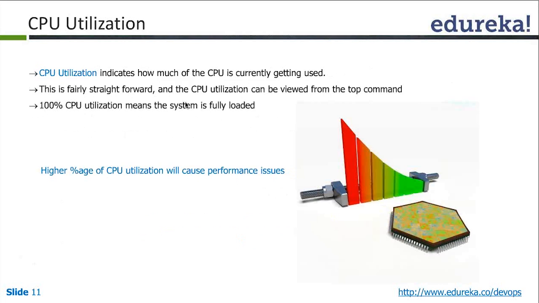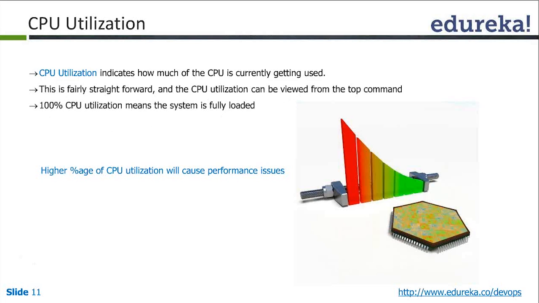And CPU utilization. The first indicator of any performance-related problem is your CPU utilization. CPU utilization indicates how much of the CPU is currently being used, and this is fairly straightforward and can be viewed from the top command. 100% means the system is fully loaded. As I said, this needs to be correlated with other parameters like the r field, b field, your uptime, context switches, etc.